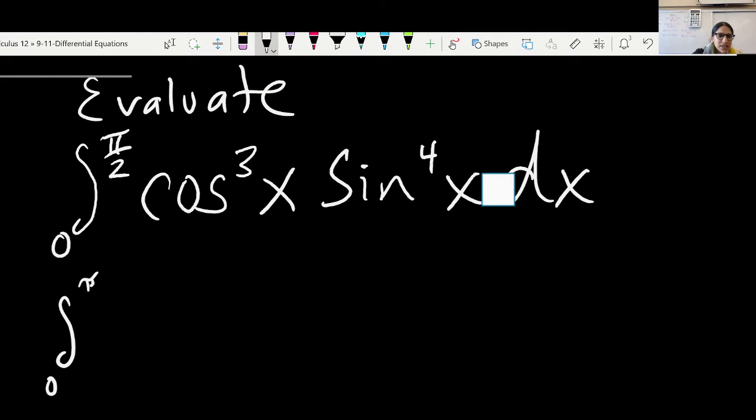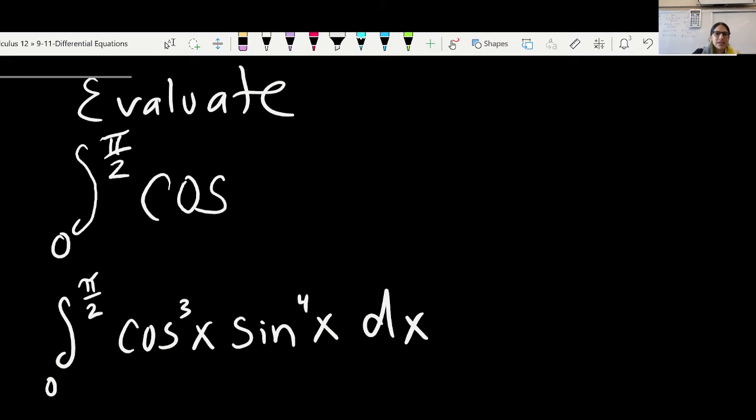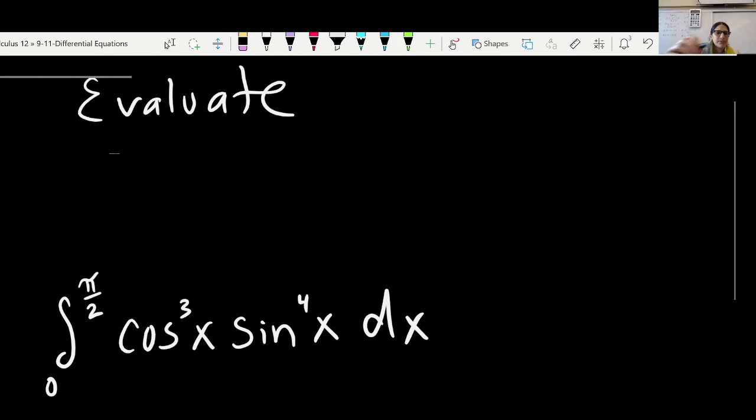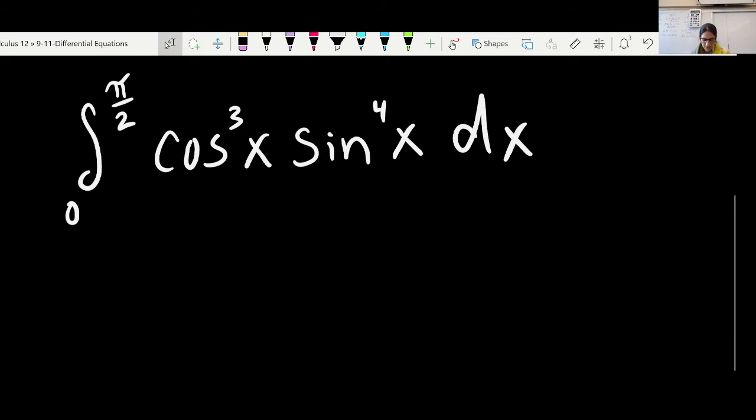So we're integrating this from 0 all the way up to pi over 2, and we have cos cubed x, and we have sine to the power of 4 of x dx. So we can just get rid of all this and work with this. We're evaluating this complex looking thing that's not going to be such a big deal once we break this down. It looks pretty intense right now, but this is what we always do, right?